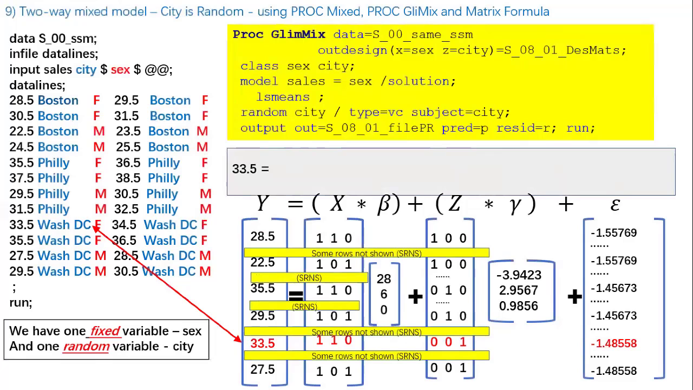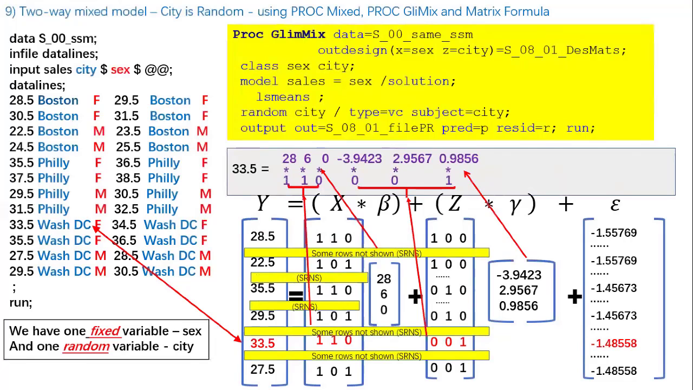This is our second example, Washington, D.C. The value is 33.5. We also use our matrix function to calculate that. And we will get our predicted value, 34.9856. And when we compare the observation and the predicted value, we will get the error, negative 1.4856.